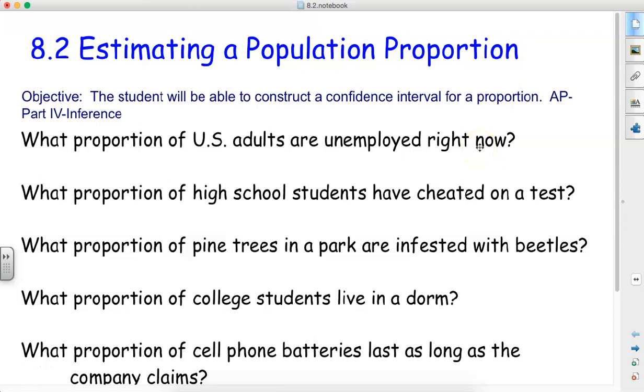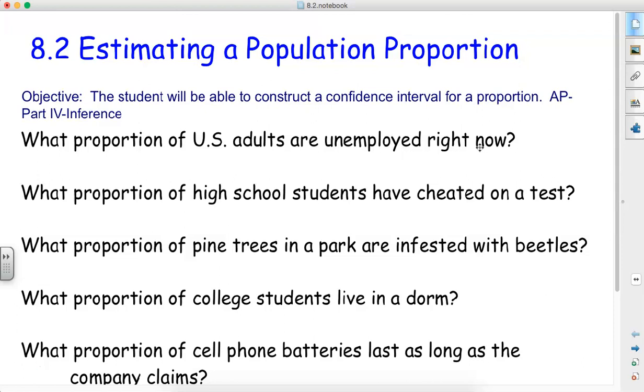Maybe we surveyed 100 people, and out of those 100 people, 10 say that they're unemployed. So our estimate would be 10 out of 100, which is 10%. So our estimate would be that 10% are unemployed, right? But what you want to look at is what's an interval around that 10% estimate that we can be confident in, okay?